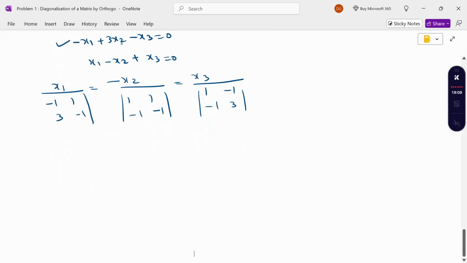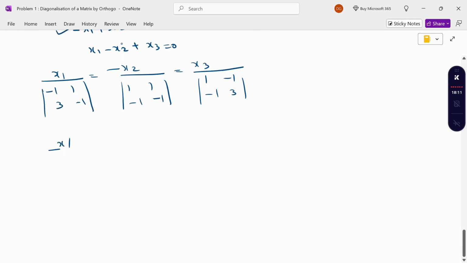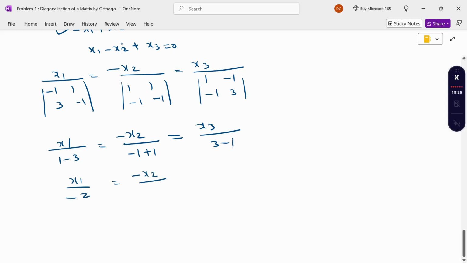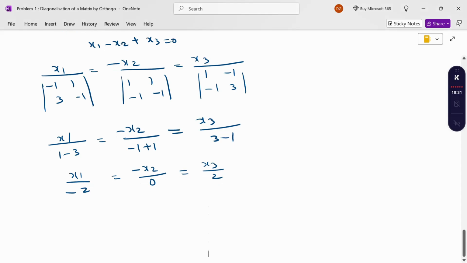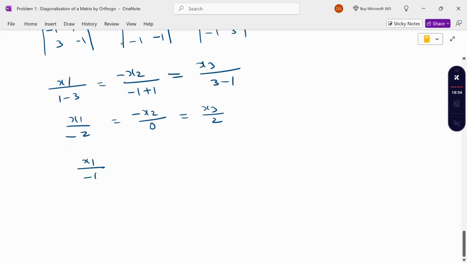So finding this 2 cross 2 determinant: x1 by 1 minus 3, then minus x2 by minus 1 plus 1, then x3 divided by 3 minus 1. Therefore x1 by minus 2, minus x2 by 0, x3 by 2. Now the common factor 2, write the form as minus 1, 0, 1. So when lambda is 2, the eigenvector is nothing but minus 1, 0, 1. So this is the first eigenvector.